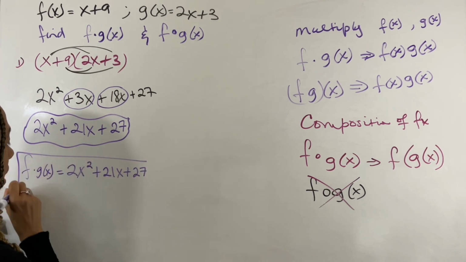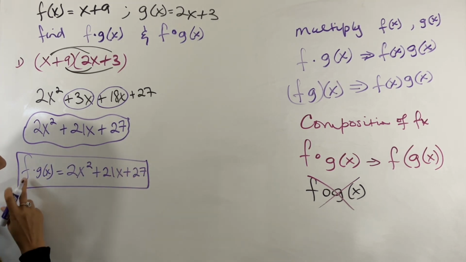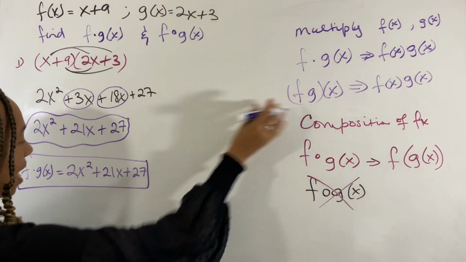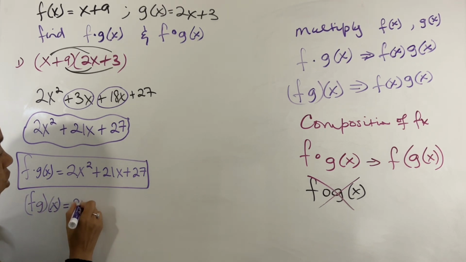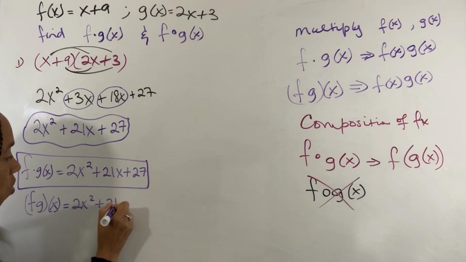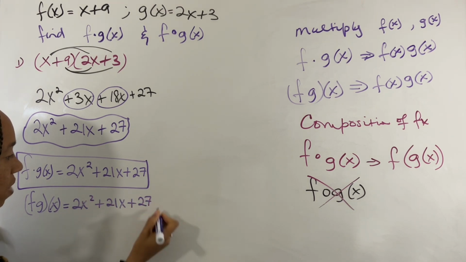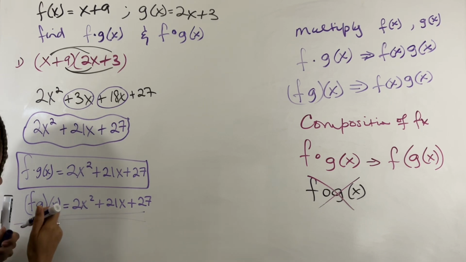And you box your answer in this case. And you write it like this. If you don't want to write it like this, then you can write it like this, which is just f, nothing in between, with g together, and then x equal 2x squared plus 21x plus 27. And that would be your answer.